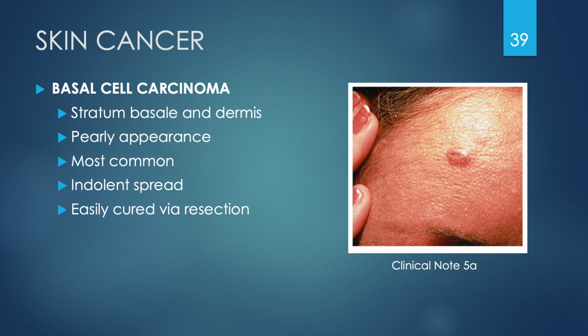So they look shiny, they look clean, they don't look like they're ulcerated or dark or bloody or anything like that. They're pretty much like just a weird mole for the most part. And so they arise from the stratum basale and also the dermis.